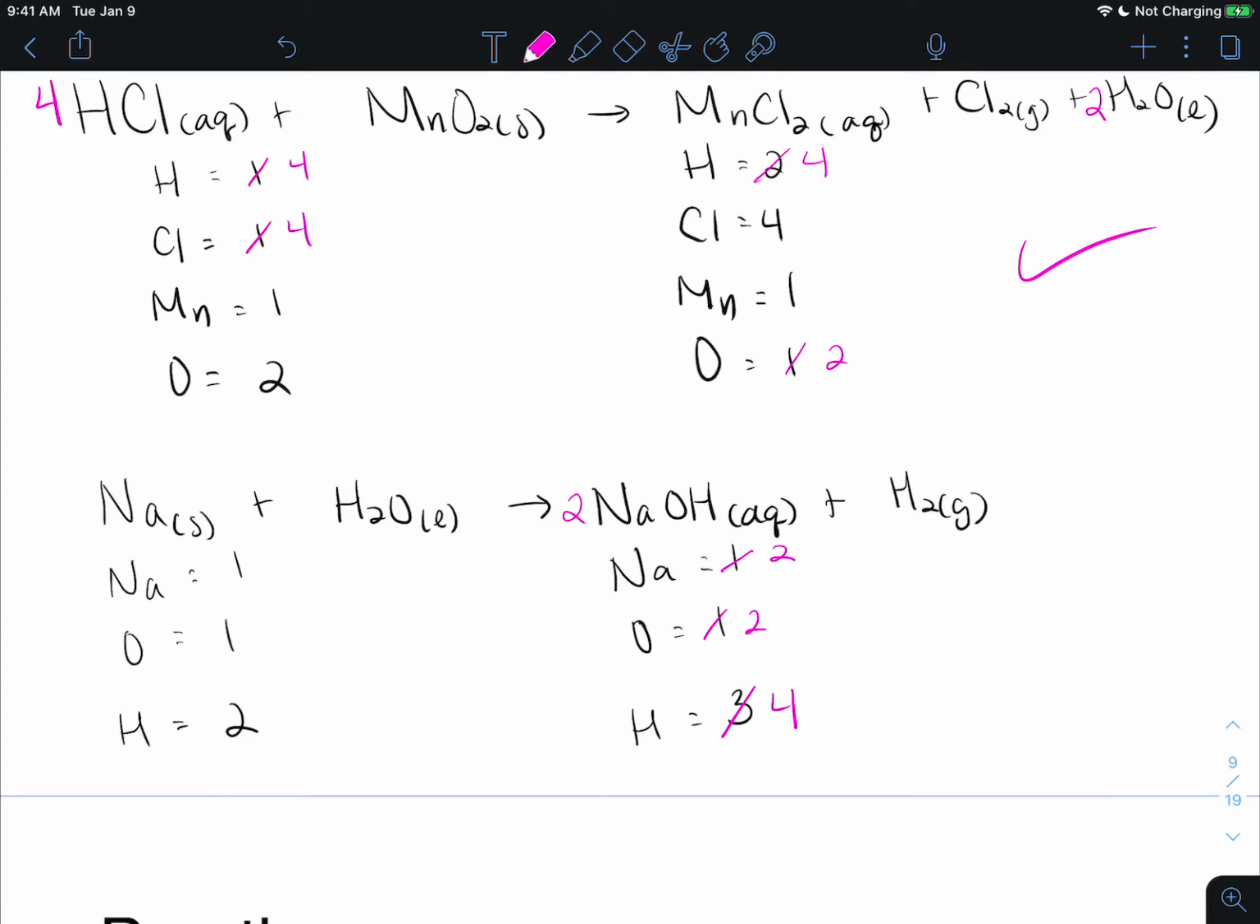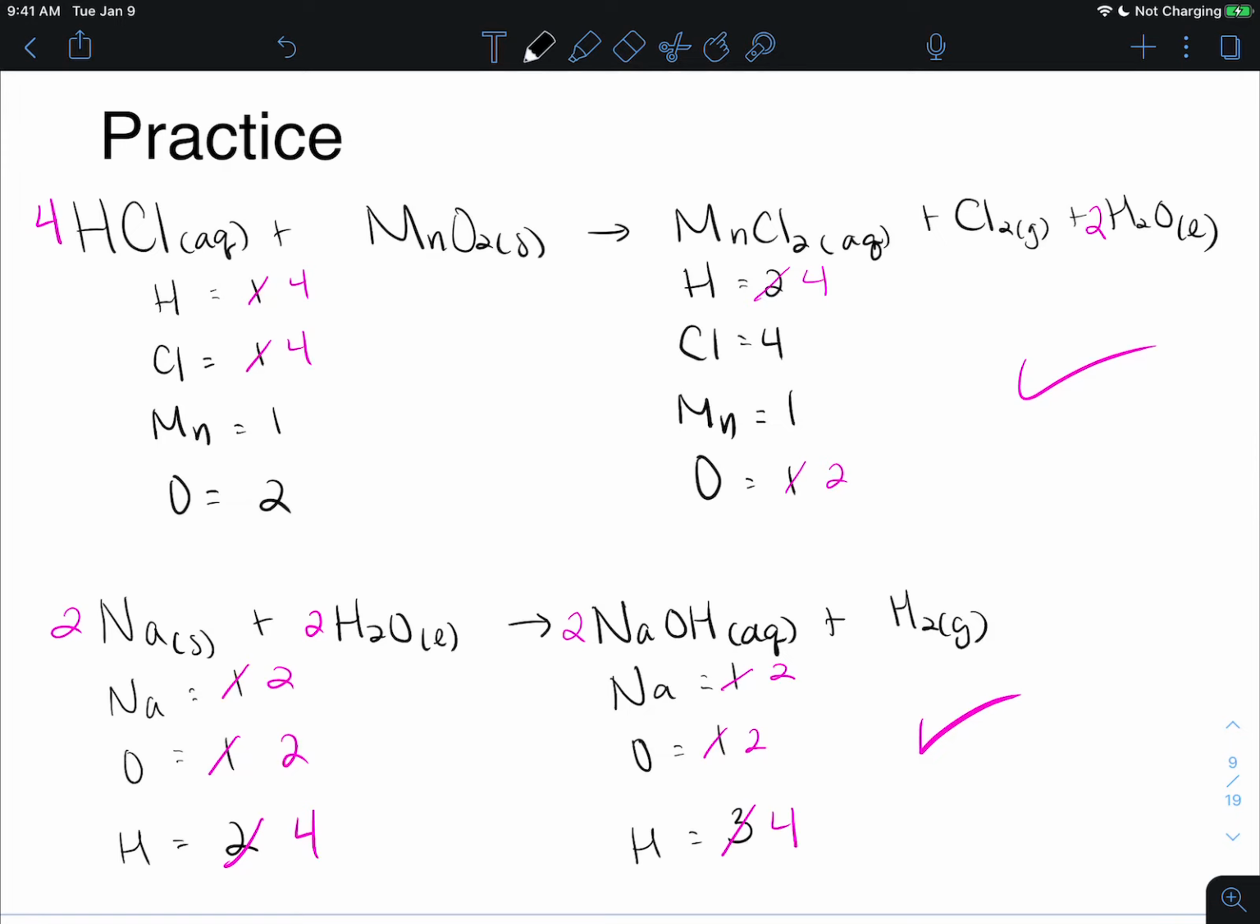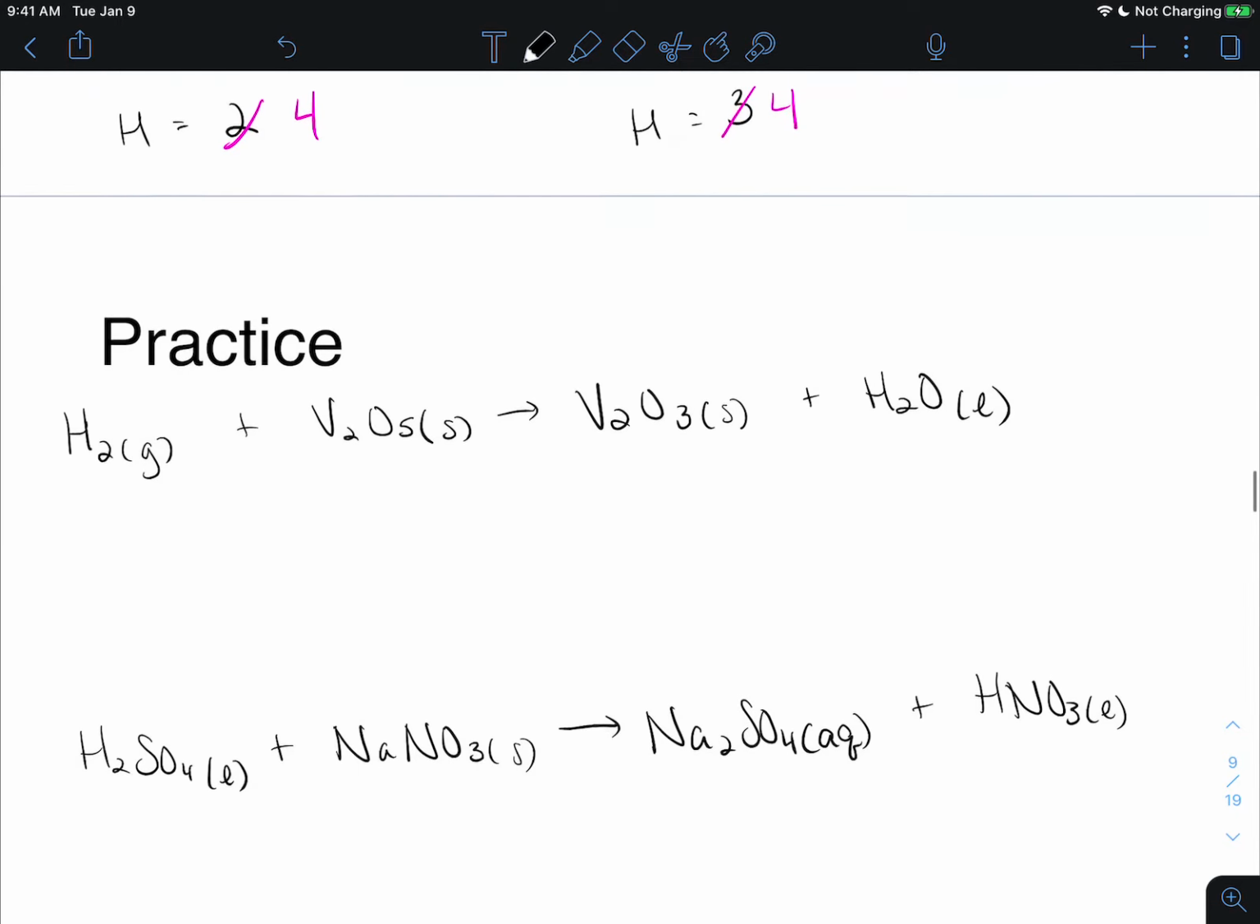Next, we need to go back up to our list to our metal because we've unbalanced that. By putting a 2 there, we balance that out. And then we need to go to our oxygen. By adding a 2 there, we balance that out. And as a consequence, we also balance that out. So we are good. Let's try a little bit more practice.